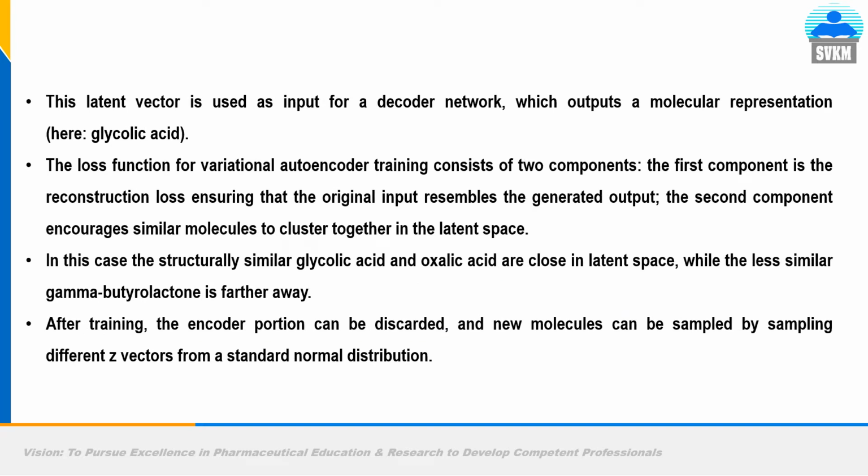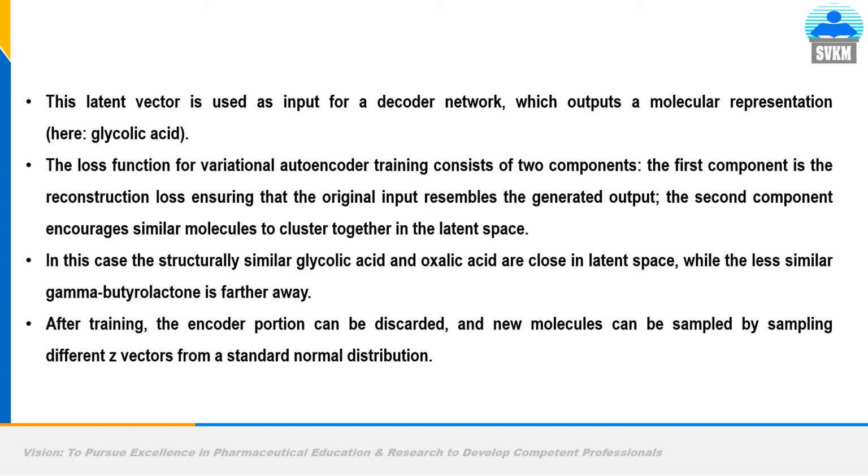So from acetic acid, the encoder has made a latent space. The latent space has all the probable molecules like acetic acid in close vicinity in different clusters in the spatial arrangement. Now, this latent space is used as the input for a decoder network. The decoder will sample or pick one particular point, which outputs a molecular representation, here glycolic acid in this example.